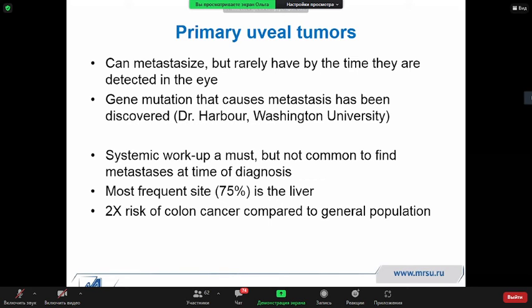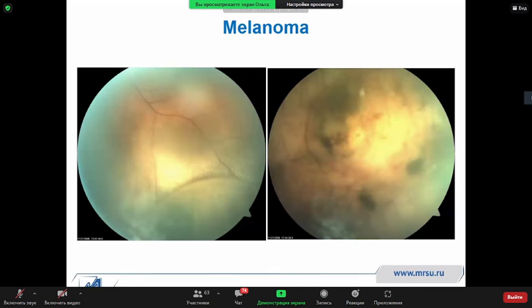They can metastasize, of course, as other malignant processes. The most frequent site of metastasis of eye cancer is the liver. And there are some pictures of melanoma. They can be amelanotic or with melanin too. And mostly it combines with retinal detachment behind it.